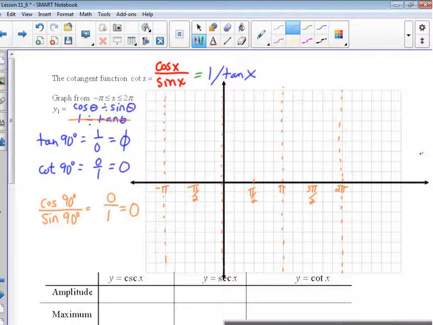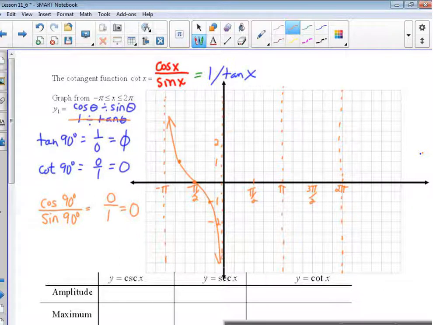I'm going to go by the 45s. So at negative 135, make this 1 into negative 1, negative 2. At negative 135, we should be at 1 for cotan. And negative 90 is 0. And at negative 45, we should be at negative 1. So it goes kind of the opposite of what the tan did.